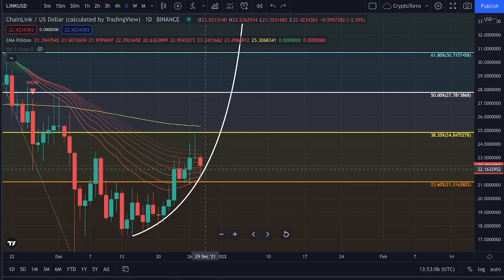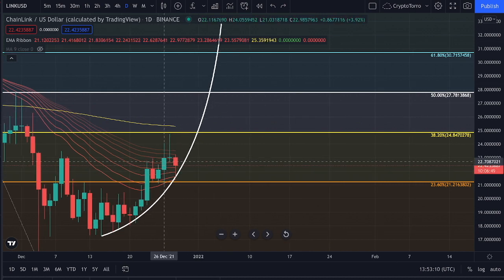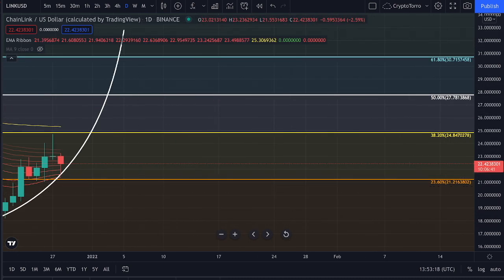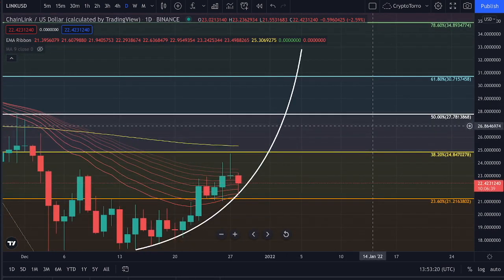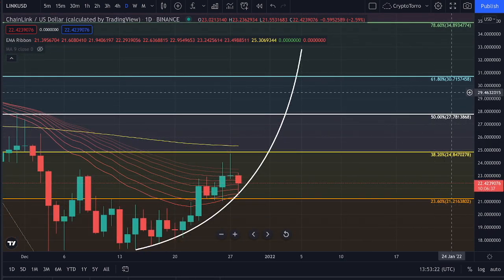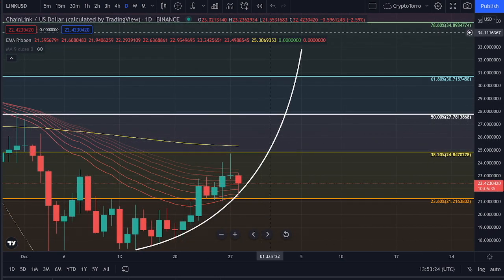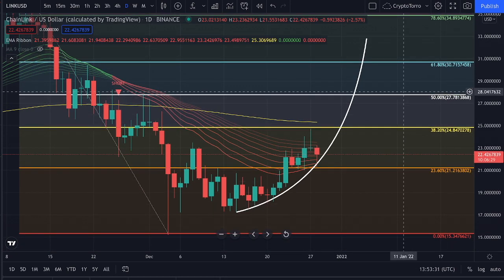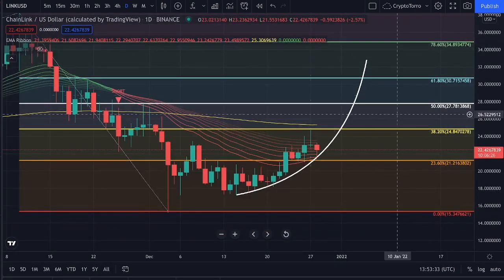But right now this is a crucial moment for Chainlink, because if we do break out above this EMA ribbon on the daily time frame, I'm absolutely confident that we are going to see this parabolic run-up taking place, heading all the way towards the $30.71. But what is absolutely important right now is to see where we could expect the major levels of support and resistance, either if we do see a breakout or a breakdown occur.